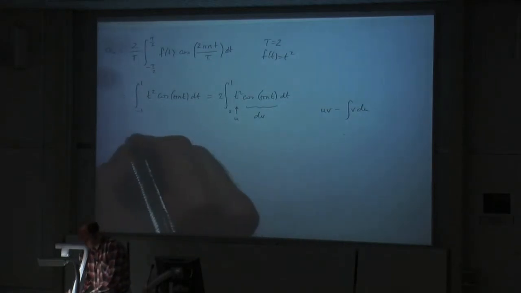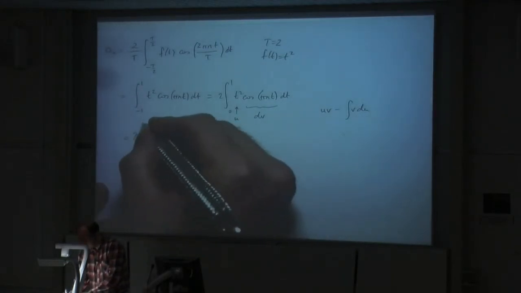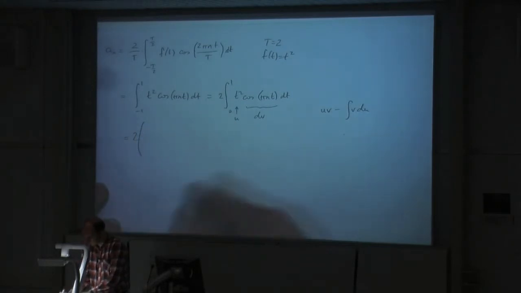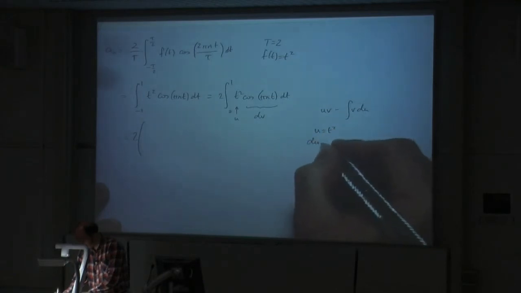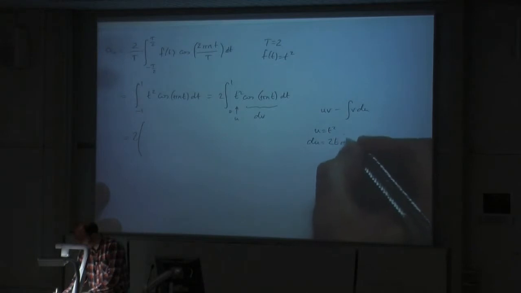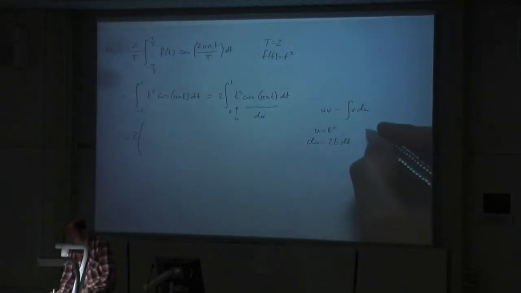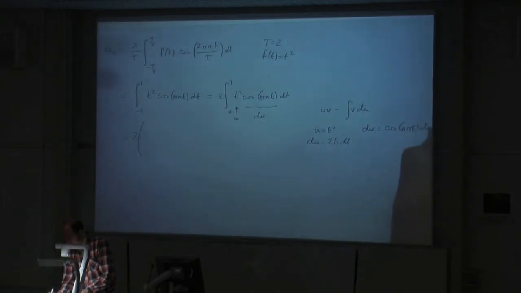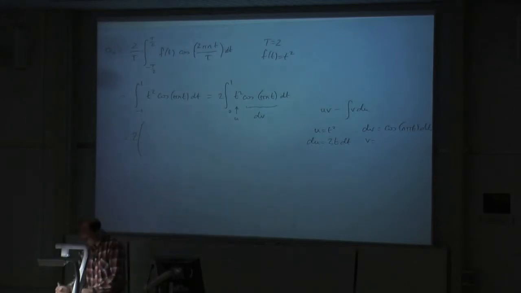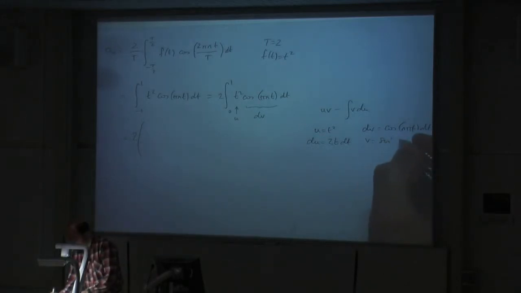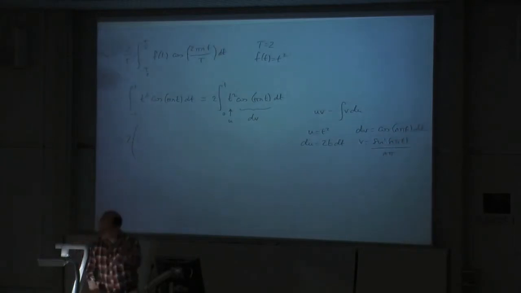And so the first step, we have 2 times, well, if u is t squared, du is going to be 2t dt. And we know that dv is going to be cosine n pi t dt. So v must be, what is v? Sine of n pi t divided by n pi. Yeah? Does everybody agree?